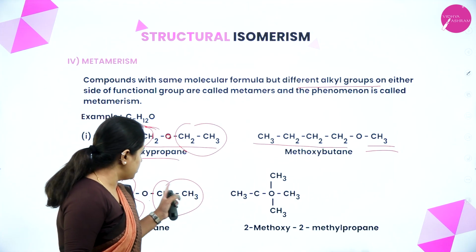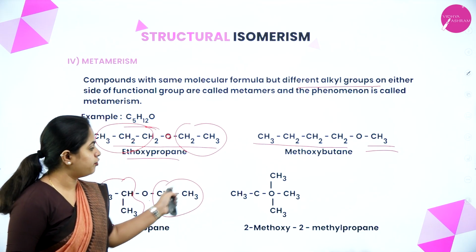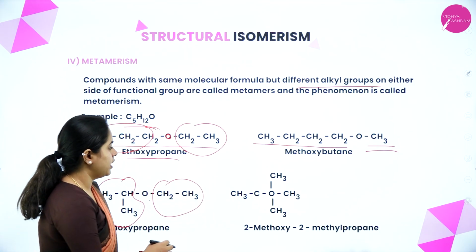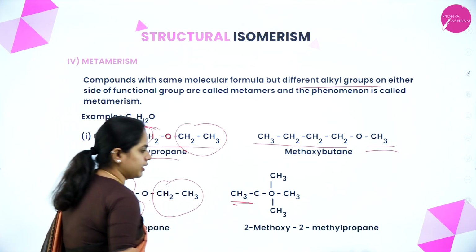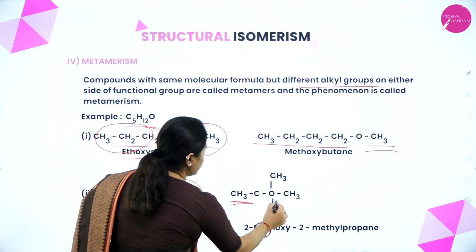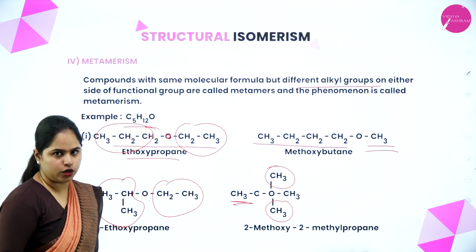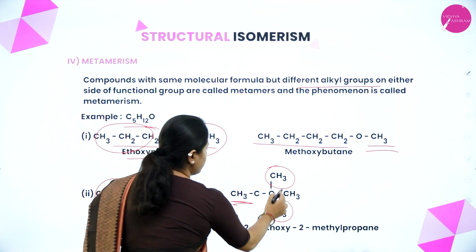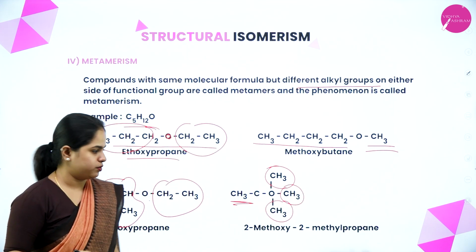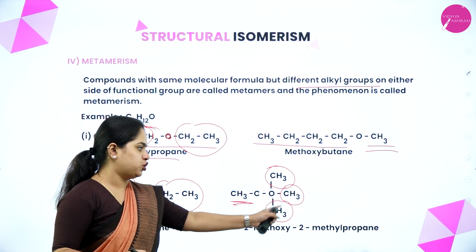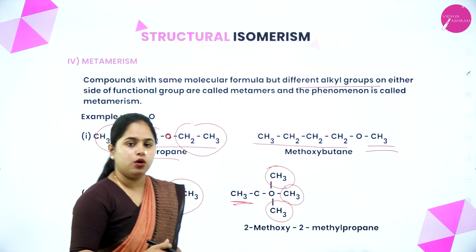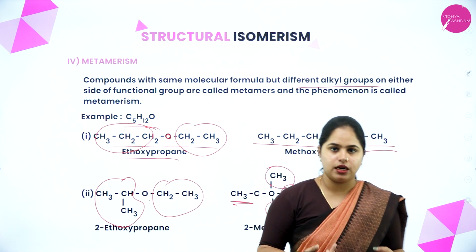2-ethoxypropane. Right, now the same molecular formula but different arrangement of alkyl groups. It is CH3, only one here, and then you have the other 2 CH3 groups, methyl groups here, right? On the other side you have 3 methyl groups. So it is 2-methoxy-2-methylpropane.